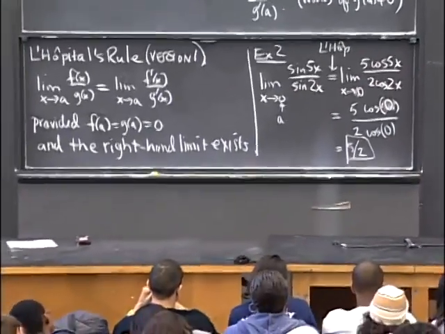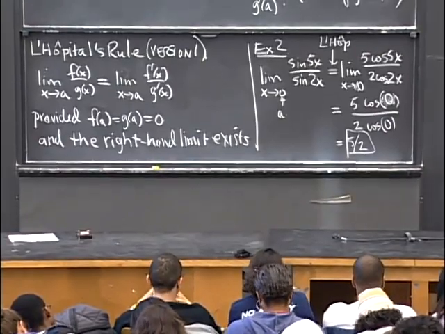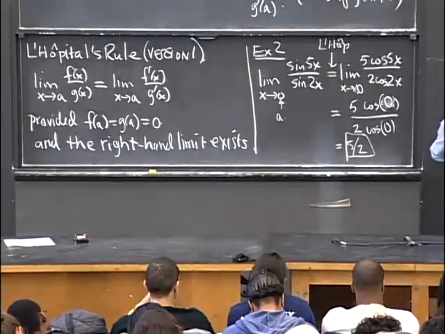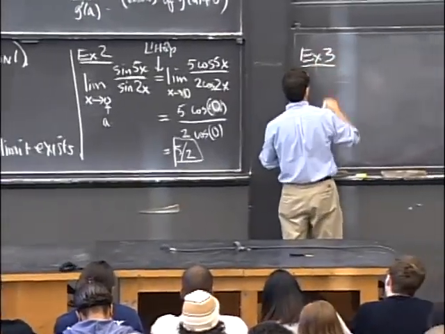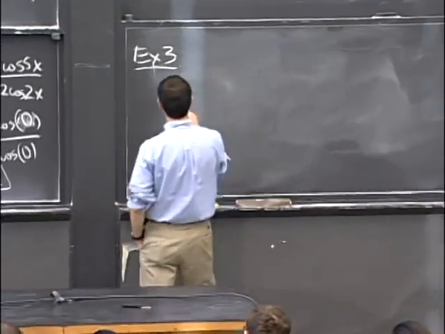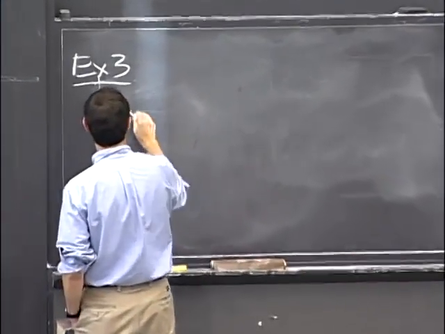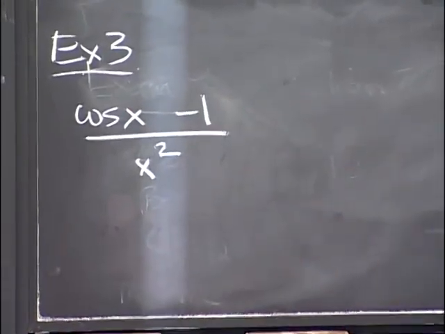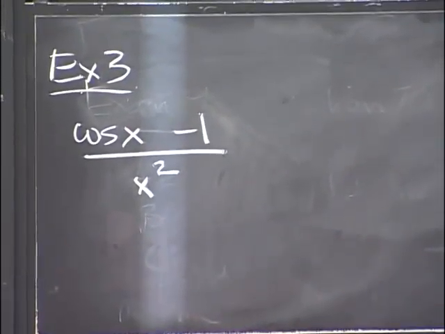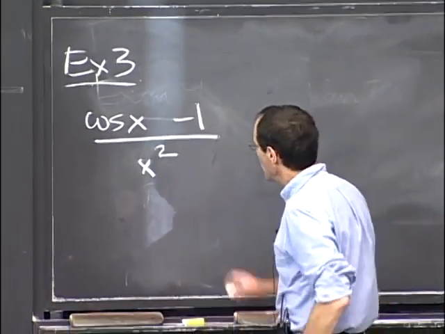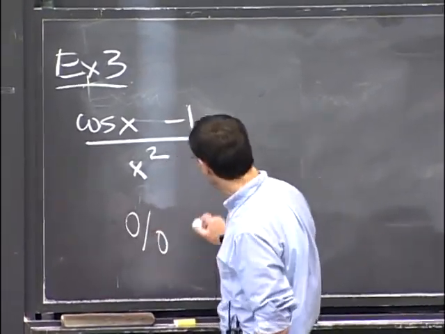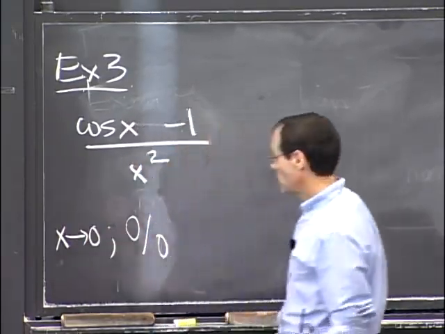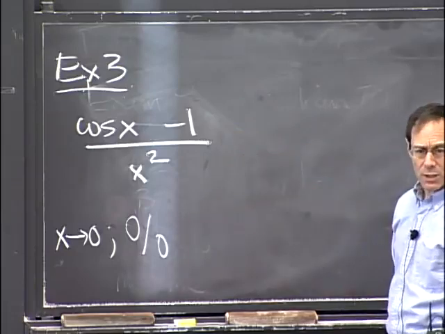Now I'm going to give you another example which shows that it works a little better than the method that I started out with. Here's what happens if we consider the function cosine x minus 1 divided by x squared. That was a little harder to deal with. And again, this is one of these 0 over 0 things near x equals 0. As x tends to 0, this goes to an indeterminate form.